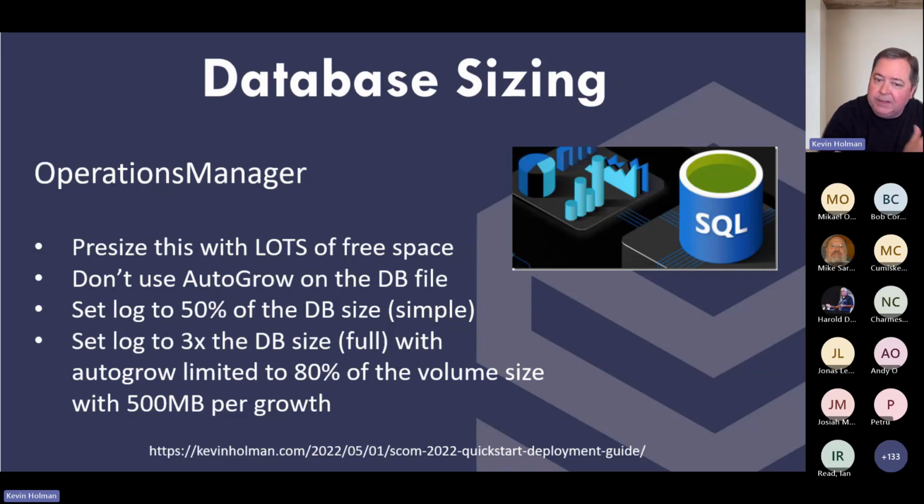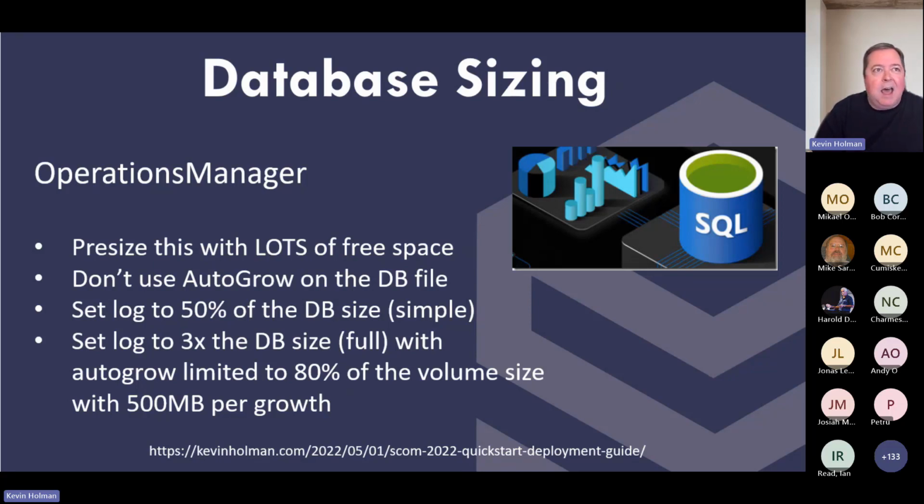is to pre-size this with lots of free space. I generally don't do anything like, when you install SCOM, it's 1 gig. Right. And it's got auto grow enabled with whatever the SQL default configuration is. I don't recommend that. So if it's going to be based on the expectations of the agent count for this customer, I'll do 30 gig for really small environments. I'll do 100 gig for large production environments. Then I'll set the log to 50% of the DB size.